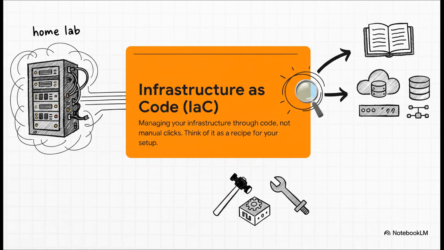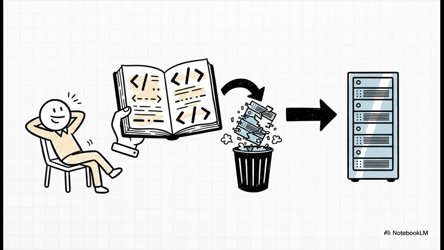Our third horseman is not having an infrastructure as code mindset. Now I know, that sounds super intimidating, but the idea is actually really simple. Instead of clicking through a web interface or SSHing into a machine to set things up by hand, you write a recipe for your setup. Tools like Ansible or Terraform let you define exactly how a server should be configured, all in a simple text file.